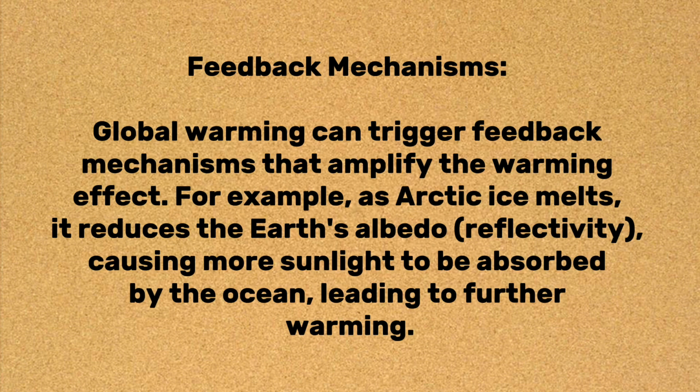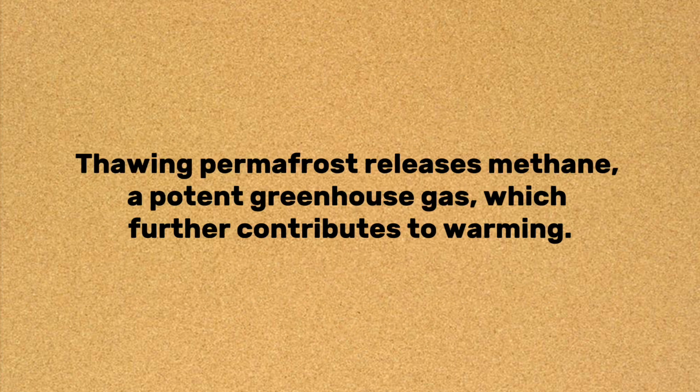Feedback mechanisms. Global warming can trigger feedback mechanisms that amplify the warming effect. For example, as Arctic ice melts, it reduces the Earth's albedo (reflectivity), causing more sunlight to be absorbed by the ocean, leading to further warming. Thawing permafrost releases methane, a potent greenhouse gas, which further contributes to warming.